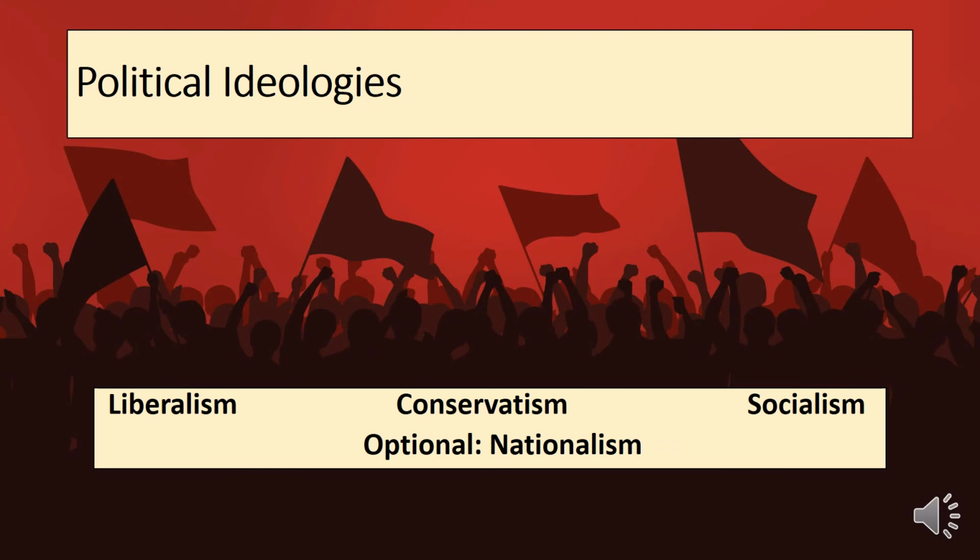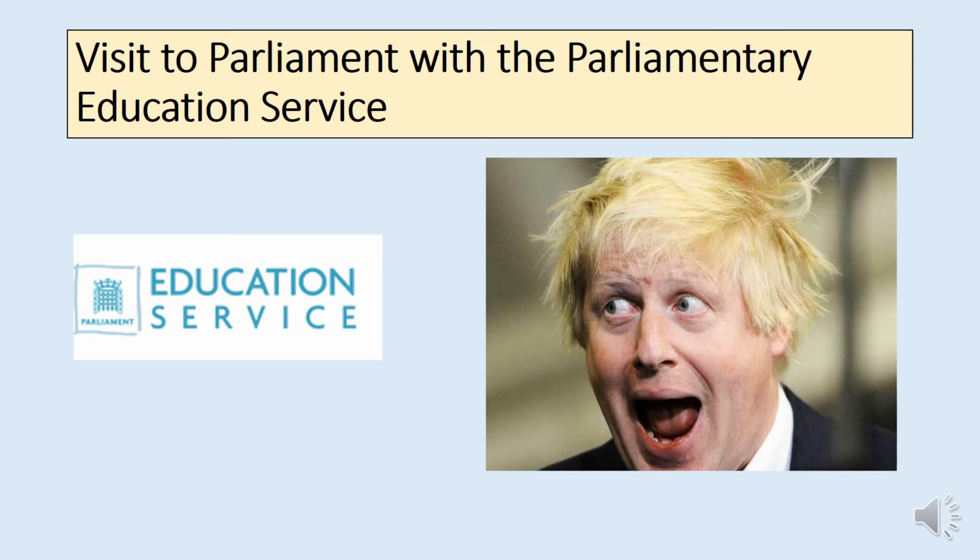And then we have a look at political ideologies. Liberalism, conservatism and socialism are three of the biggest ideologies that have fundamentally impacted the way our society works over the last 200 years. So we have a look at those and we help you to understand what those different ideologies stand for and how they influence the political system. We'll also, hopefully, COVID allowing, go on a visit to the Houses of Parliament with the Parliamentary Education Service. Hopefully we'll get to meet our local MP, who's Peter Bone.